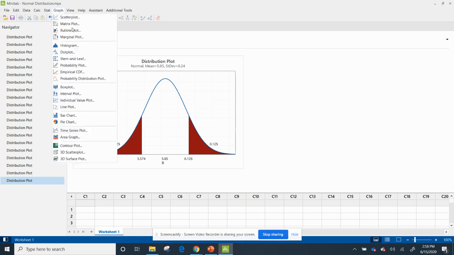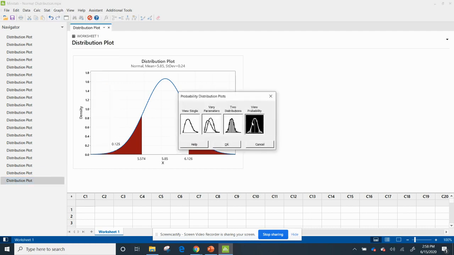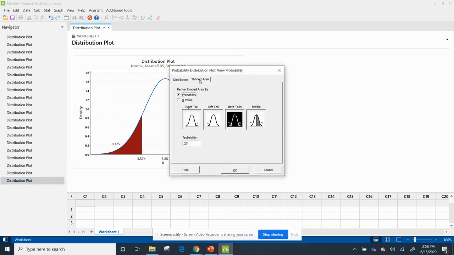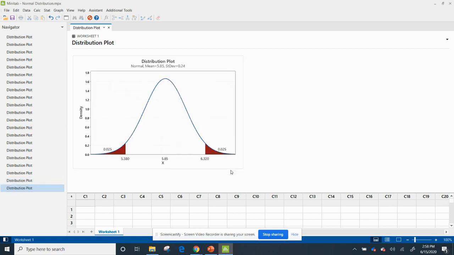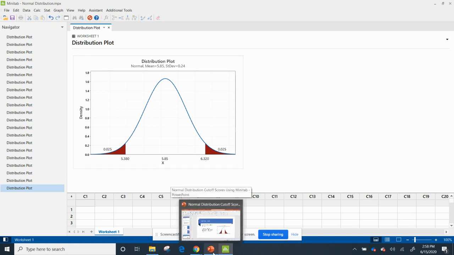Let's do one more to help drive it home. Let's say I want 90% of the crops to be between this diameter. So my middle is 90%, which means I only have 10% in the tails total. Divided by 2, I get 0.05. So if I hit OK, look, 90% of the oranges' diameters will be between 5.38 centimeters and 6.32 centimeters. That's how you do the between.